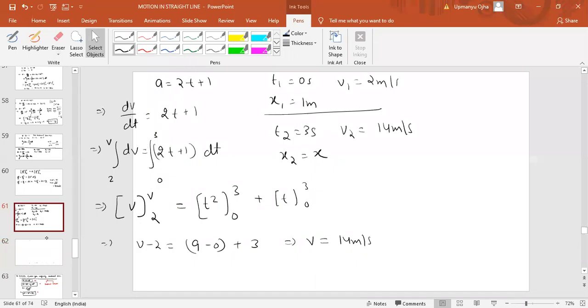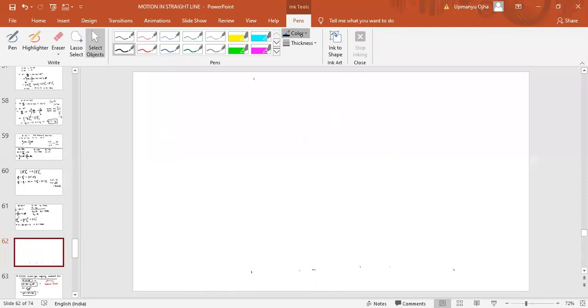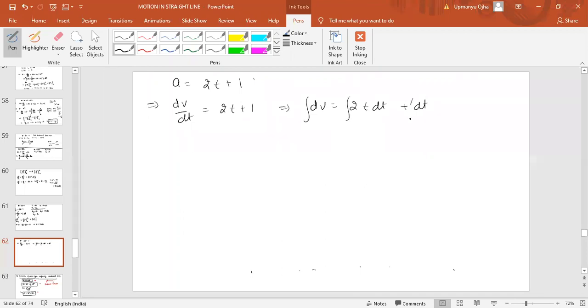Then we know that a is equal to 2t plus 1. Now can we write this a as dv by dt, that is 2t plus 1. If we take dt to the other side, we get dv equal to 2t dt plus dt. Now if we integrate this equation, we get v equal to t square plus t plus c, because we have done the indefinite integration.